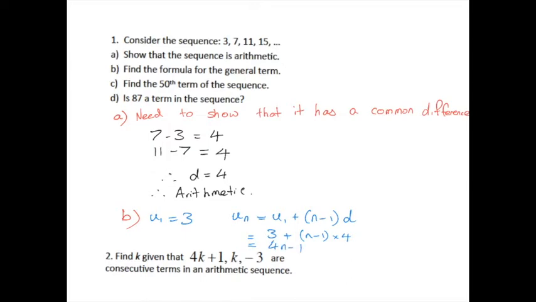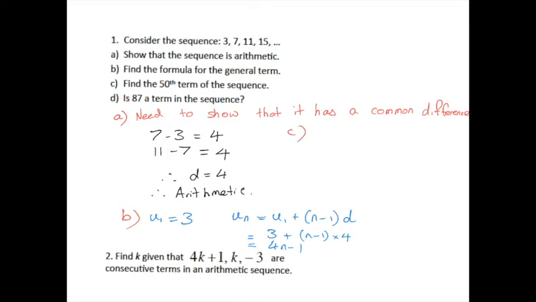4n minus 1. I want n to stay around. My rule is in terms of n, so now I can use it to find any term I want. I can find the 100th term, I can find the 10th term, whatever I want. Is everyone okay? Cool.